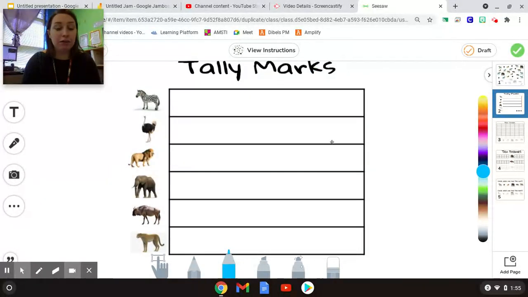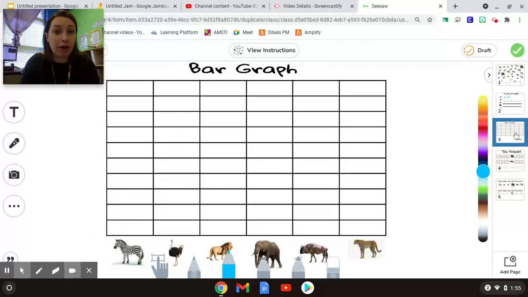When I go to tally marks here, it has zebras, and so I'm going to draw 10 tally marks. Remember that tally marks are in groups of 5. So as I draw my tally marks, I have to remember there's 4, and then I go across for 5. So since I'm doing 10, I need 2 groups of 5. Very interesting stuff. Okay, now I've got my bar graph.